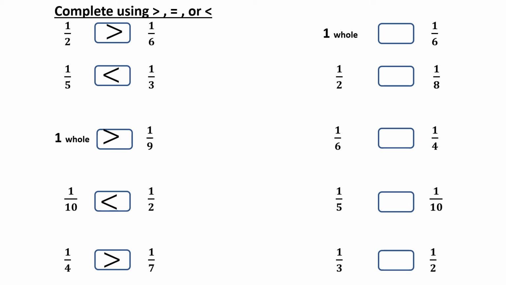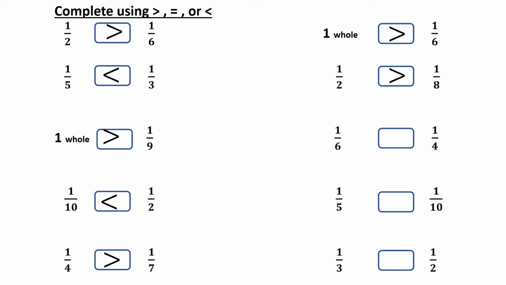1 whole or 1 over 6. Excellent. We know that 1 whole is greater than any fraction. A half or an eighth. 1 over 2 and 1 over 8 have the same numerator. So these fractions are called crazy fractions. So crazy fractions here tell us 2 is greater than 8.